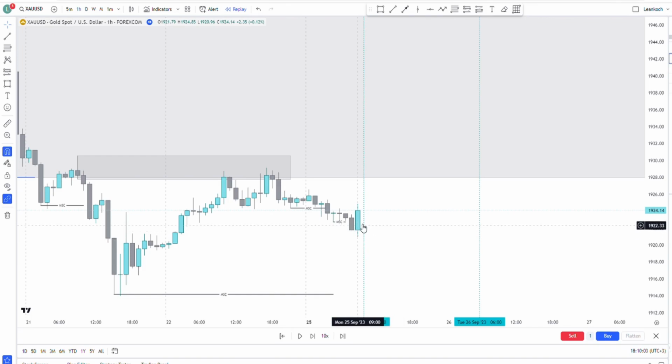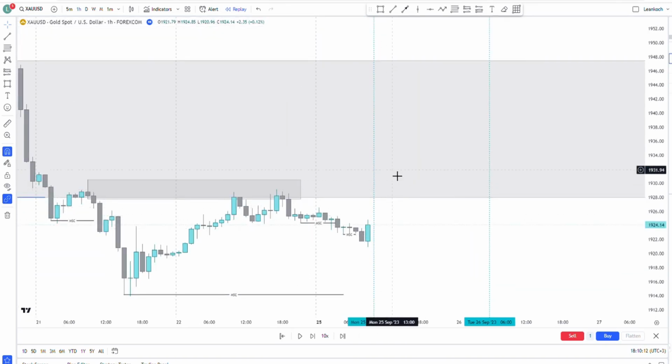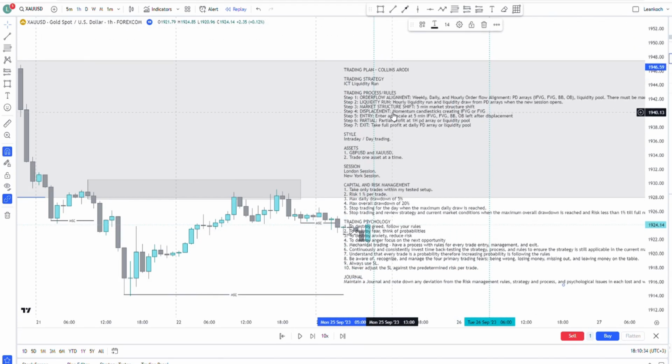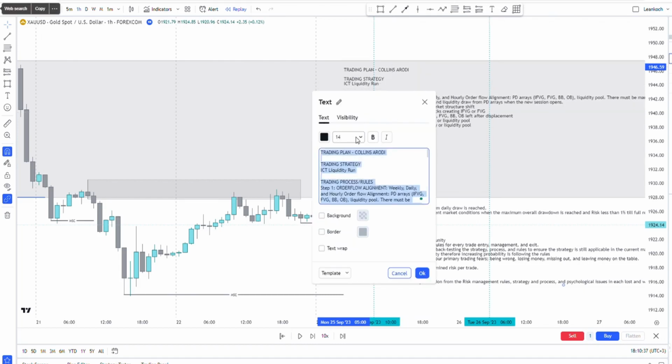Now when the London session opens, there's likely to be manipulation. This is what I call a liquidity run. So this may happen just before the London session opens or after the London session opens. So let's just go back to our trading plan so that we can see what I'm talking about.